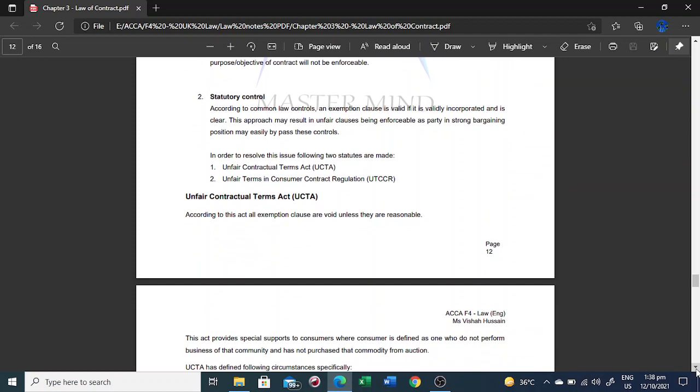Statutory control. According to common law controls, an exemption clause is valid if it is validly incorporated and is clear. So this approach may result in unfair clauses being enforceable, as a party with a strong bargaining position may easily bypass these controls. This often happens when one party is very strong. Let's say one party has backing from the government and the other party is just a usual party, then in that situation this can happen.